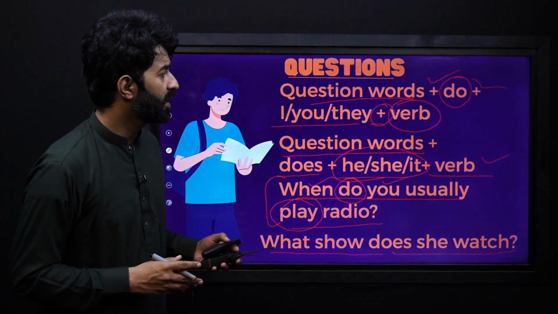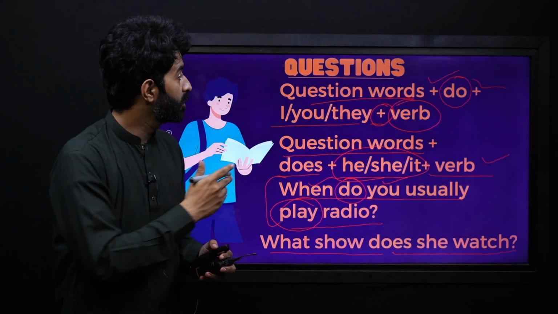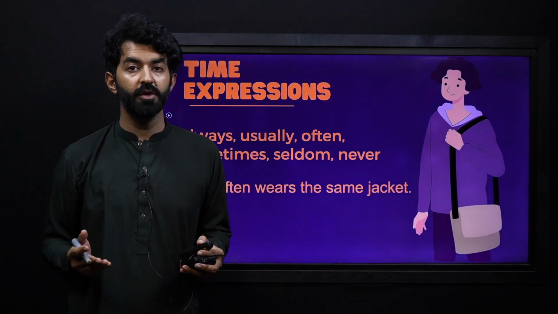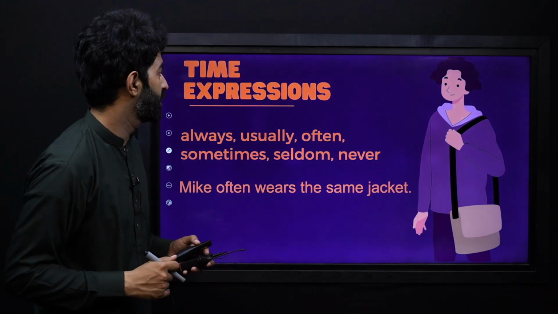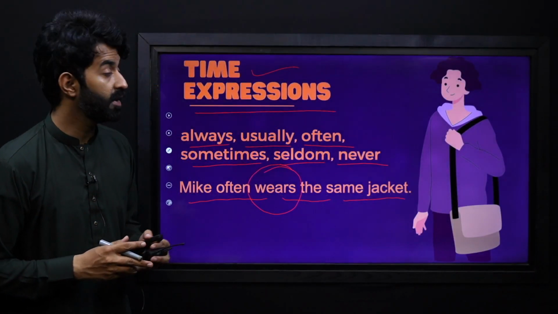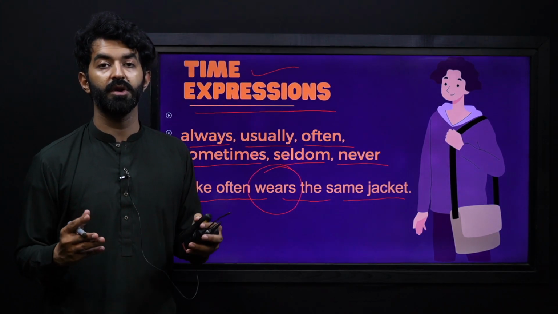Now let's move forward. We have seen positive sentences, negative, and also sentences that have questions, or we also call them interrogative sentences. So we use present simple with these three. Also we use it for time expressions like always, usually, often, sometimes, seldom, or never. For example, Mike often wears the same jacket. So here also we are using our present simple because we are telling something related to time. These are our time expressions.